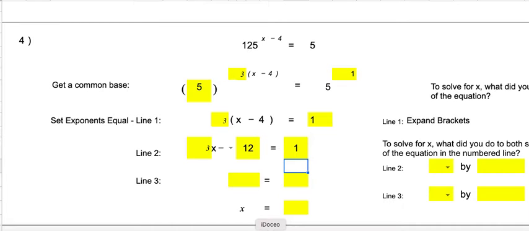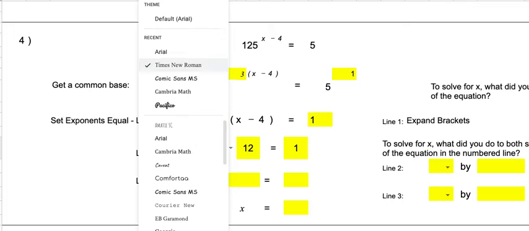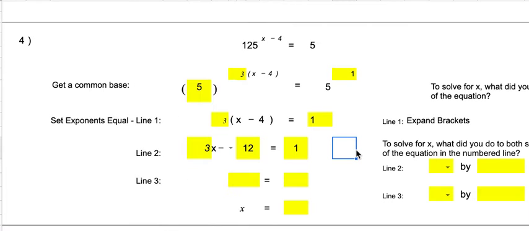Okay, so now what do I do? Well, same sort of thing that we've been doing before here. Oh, I need to, that should be 14 there. There we go, that's better. So, and it should be a different font. There we go, that's really much better. Okay, so 3x minus 12 equals 1.